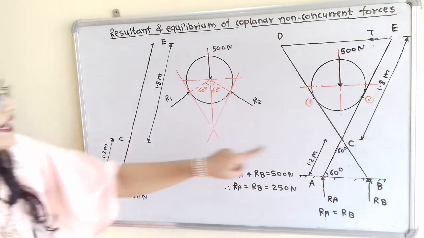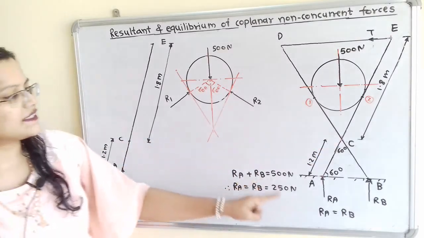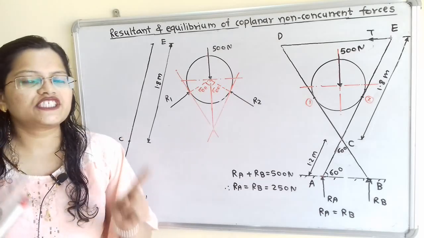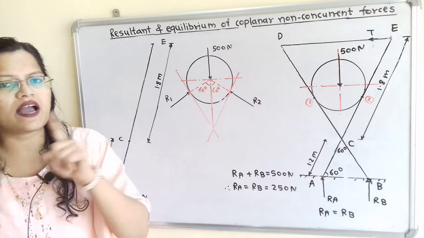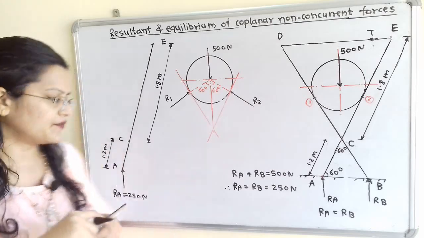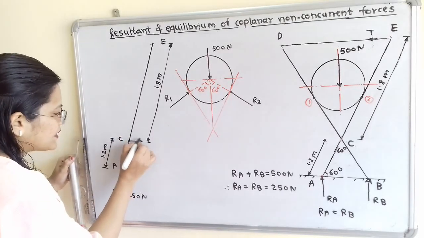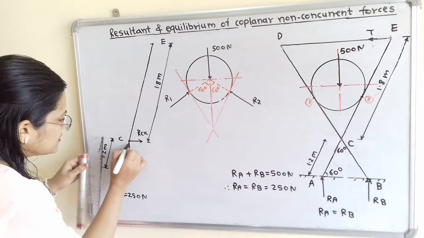Now we will move to the next point, C. At point C, the two cross pieces AE and BD are free to rotate, so the reaction can be in any direction. So we will show a horizontal component and a vertical component of the reaction at point C. The horizontal component we will call RCX, and the vertical component we will call RCY.